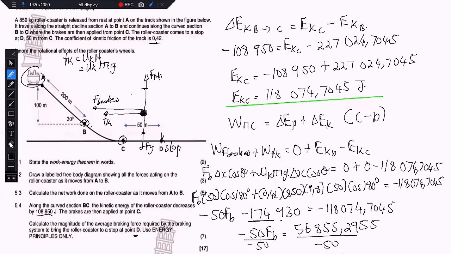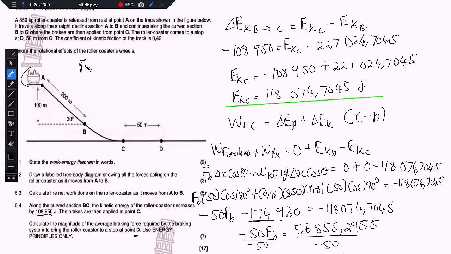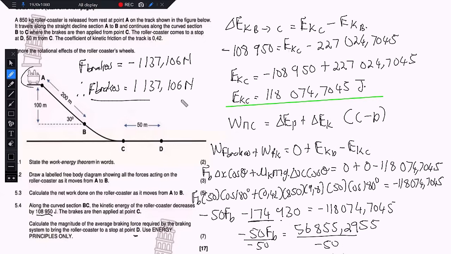That means the force of the brakes, Fb, is equal to negative 1,137.106 newtons. Now we understand why it is negative, because it is acting in the opposite direction of the motion. But then we need to conclude and say therefore, the force of the brakes is actually 1,137.106 newtons, right? So that was an interesting question.